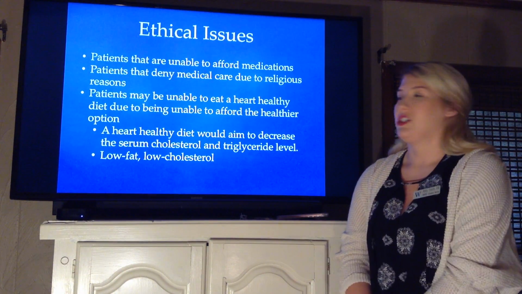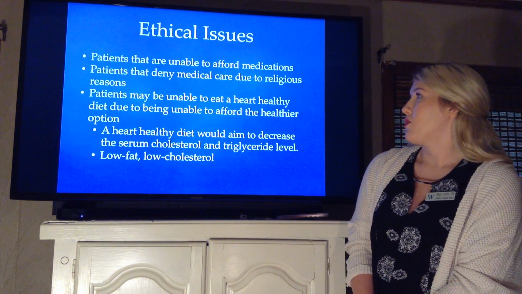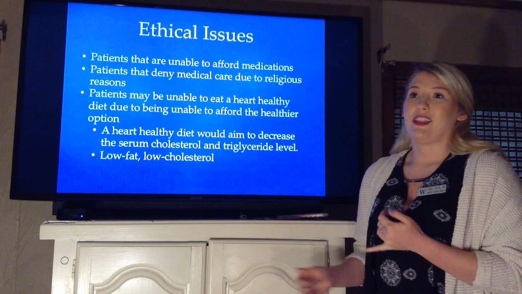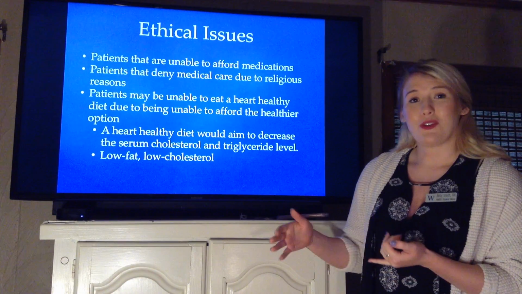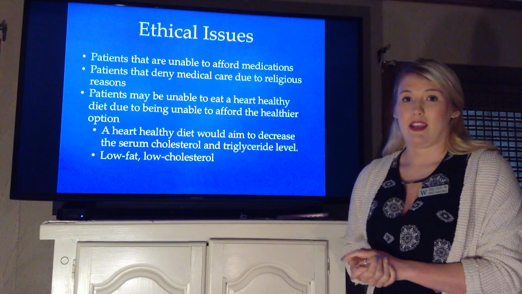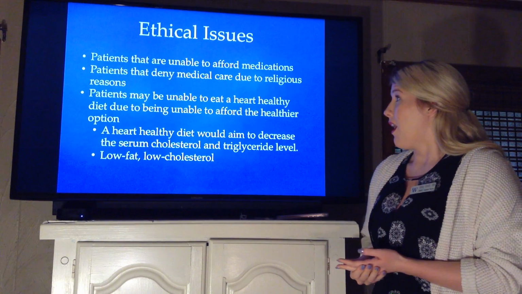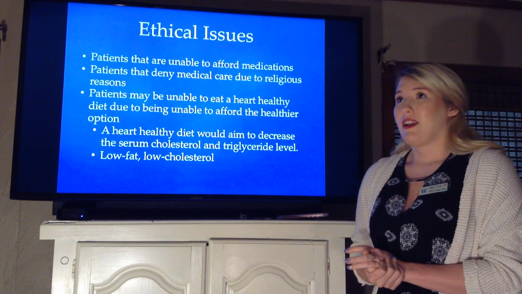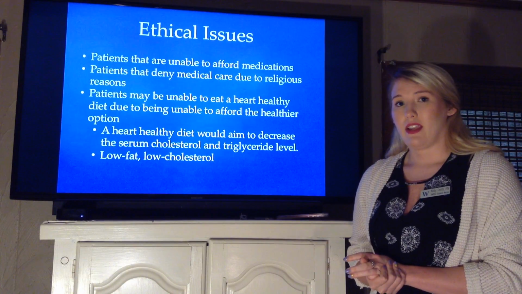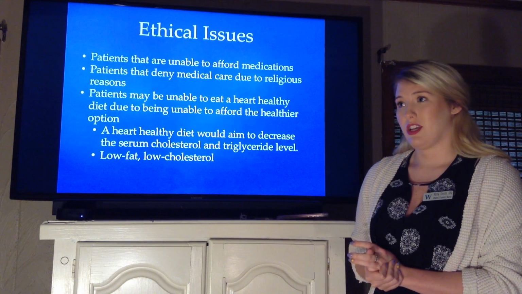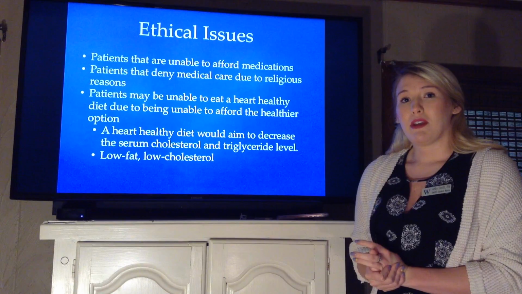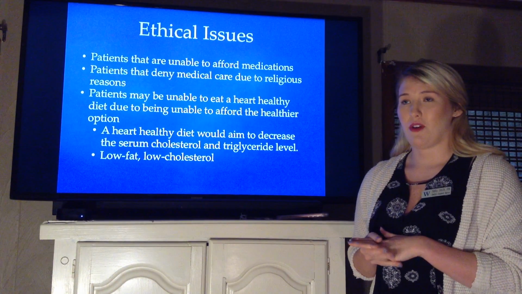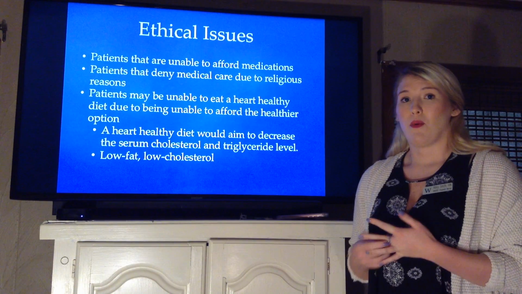Okay, some ethical issues. Patients that are unable to afford medications just never get them filled, or they get samples from the doctor, and after those run out, they never go back and get them filled because they can't afford it. Another ethical issue is patients might deny the medical care they need because of religious issues. If the heart disease gets so severe that you need a CABG, Jehovah's Witnesses won't be able to do that.